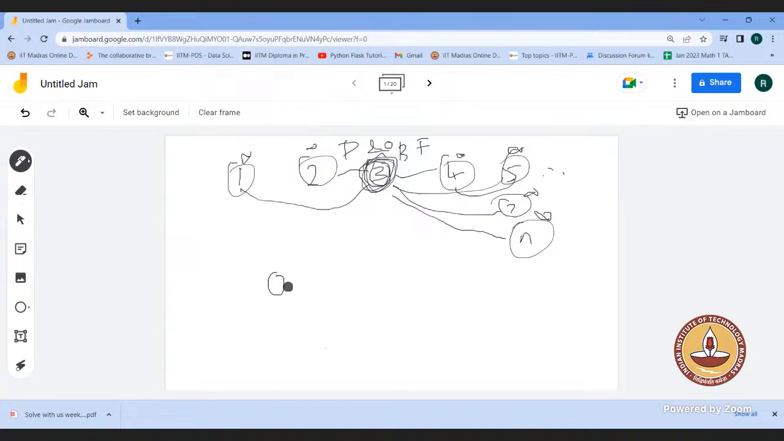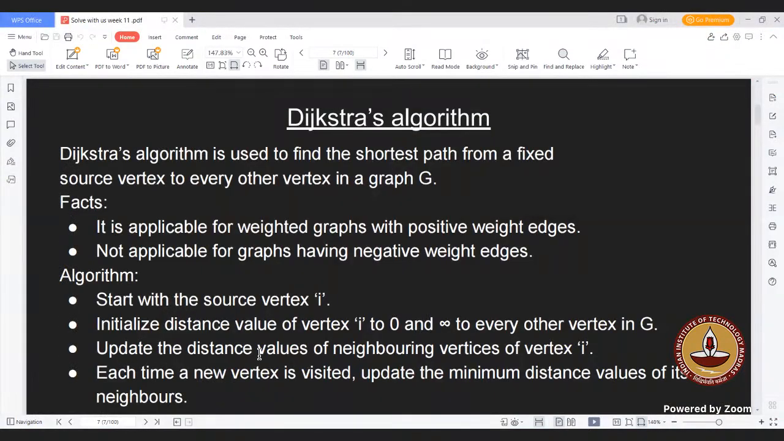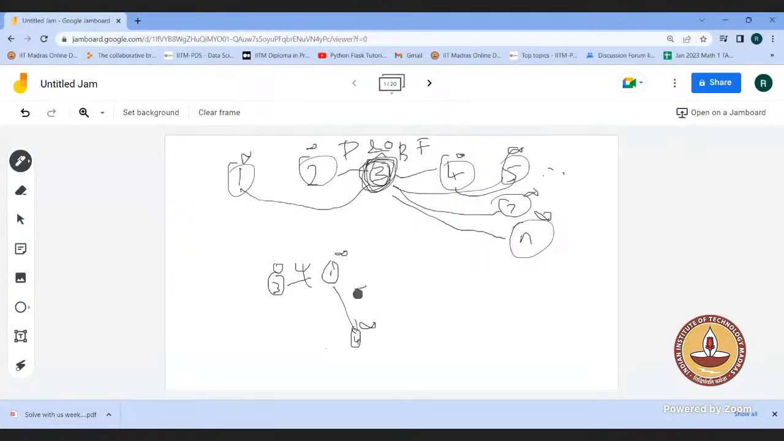But basically the graph can also be like this one. Let's say this is 3, this is 1, this is 4. We'll just assume that. So this will be 0, and this will be infinity, and this will be infinity. And now we update the distance value of neighboring vertices of I. Let's say this is 4 and this is 5. The neighboring vertex of 3 is 1. So this will be 4 instead of infinity, right? Which is minimum, infinity or 4? 4 is minimum.